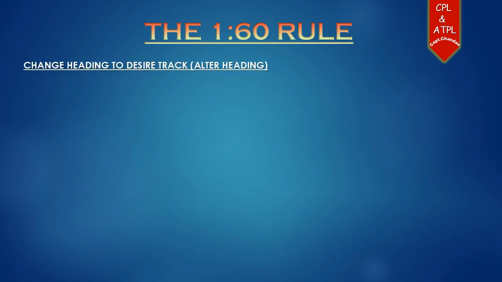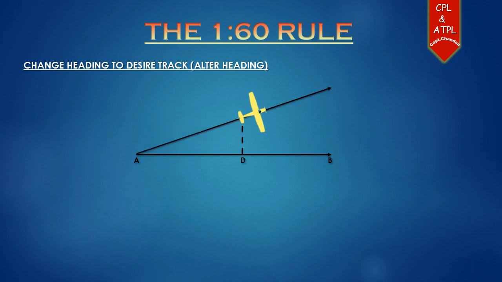Change heading to desired track, or we can say alter heading if your aircraft is off track. So what heading will you fly to reach your destination? You are flying from position A to B. You are off track to the left of your planned track. So what will you do to reach point B? Of course, turn heading right. It is simple, but the important part is what correct heading to fly to reach the destination.